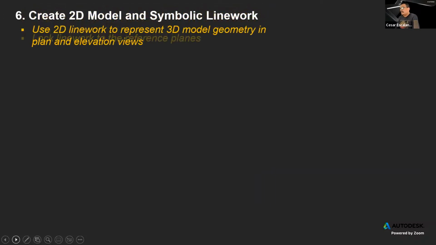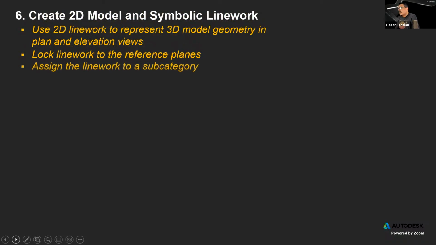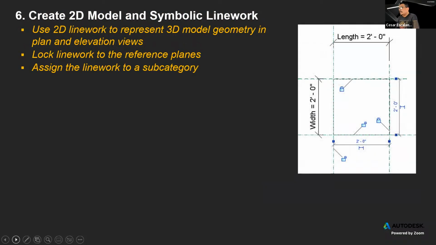Create model and symbolic line work. The symbolic line work is two-dimensional lines that you add on top of the 3D geometry just to describe a feature of a family. This is the case if you want to have the family in different resolutions. If you want to have a version of the family that only displays in 2D, then you can do it as well.